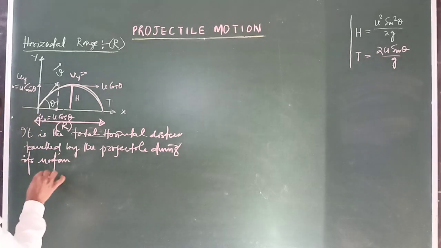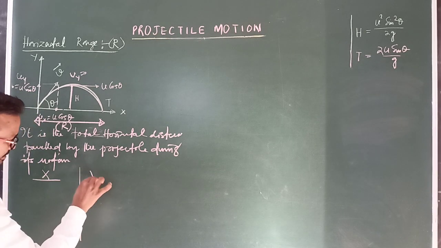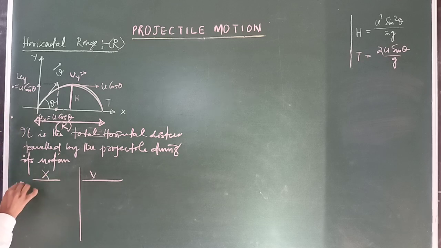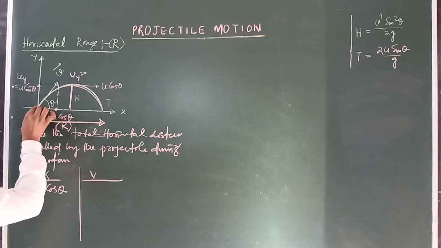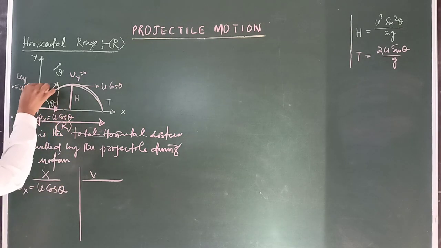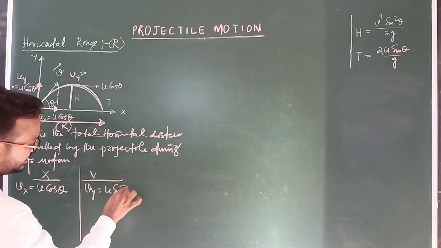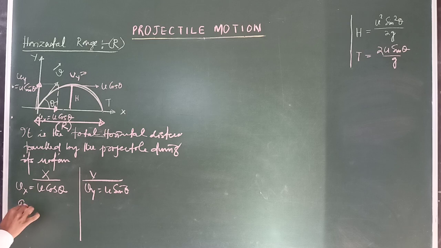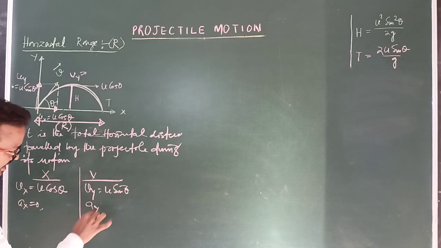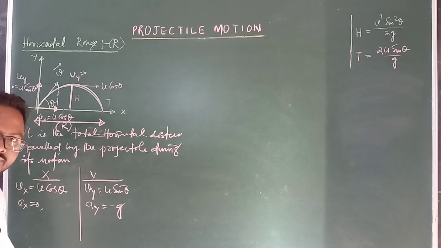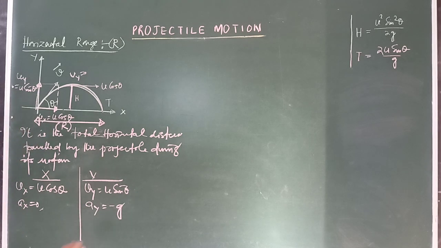So in this case, again you have to write the x-axis and the y-axis. Along the x-axis, ux equals u cos theta. Clear? But along the y direction, uy equals u sin theta. Similarly, acceleration along the x-axis is 0, but acceleration along the y-axis is minus g. Clear? Okay. Here acceleration is a constant quantity, but along the horizontal direction acceleration is 0. Acceleration is 0 means it is also constant, 0.